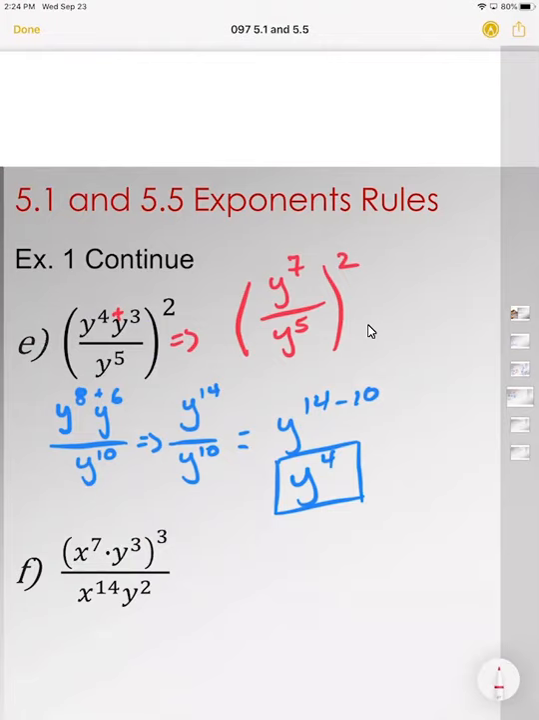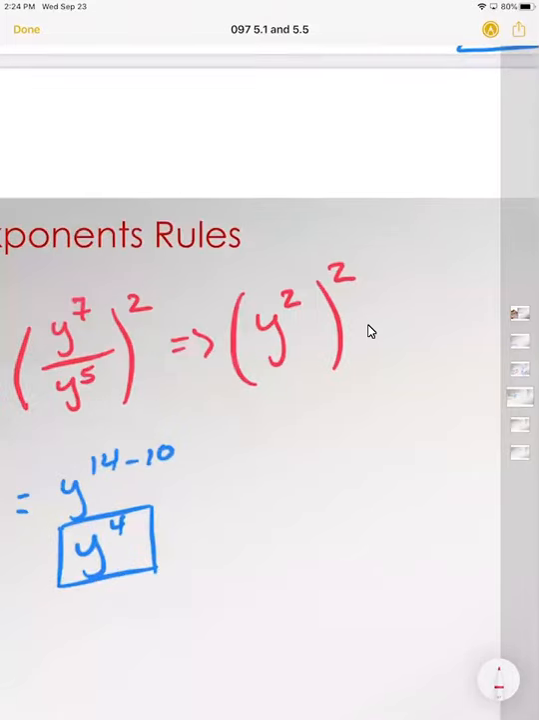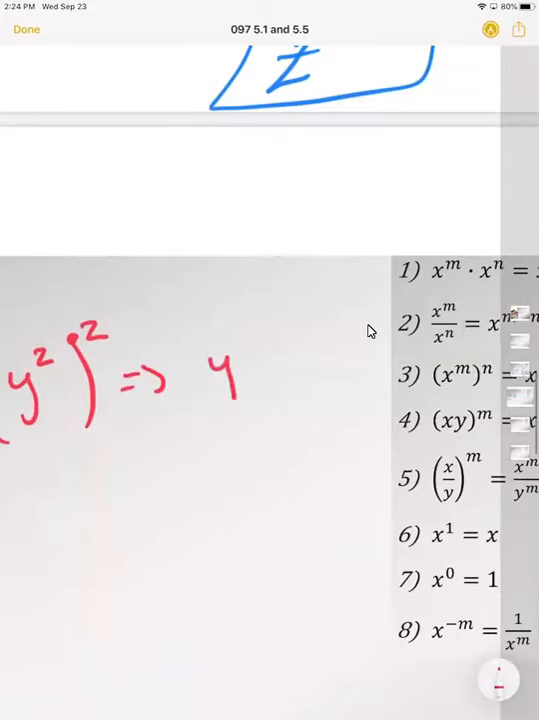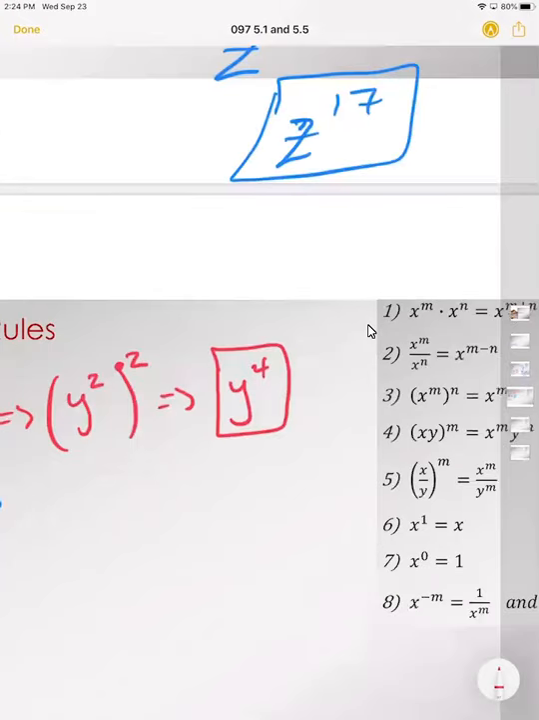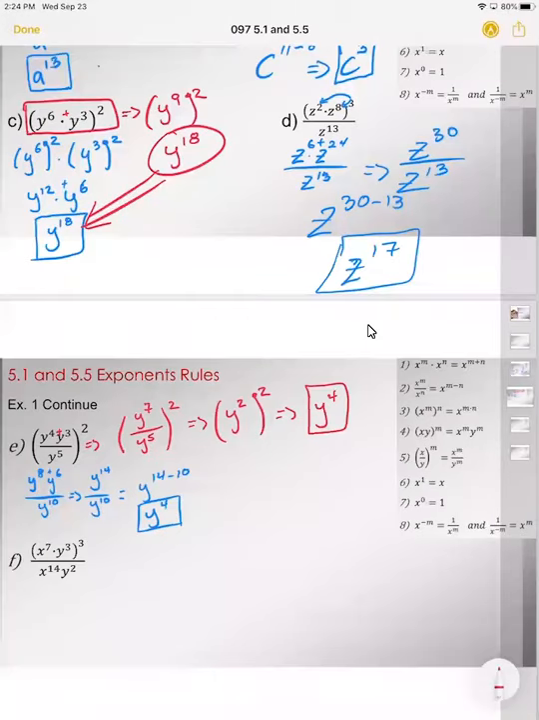And once you have that, do you agree that inside here, we can subtract this item to give you y to the 2nd, because 7 minus 5 gives you 2? And once you have that, we know that for a power raised to a power, all we need to do is multiply the powers, which is 2 multiplied by 2 to give you 4. And magically, no matter how you apply it, you can see that these two answers are the same.